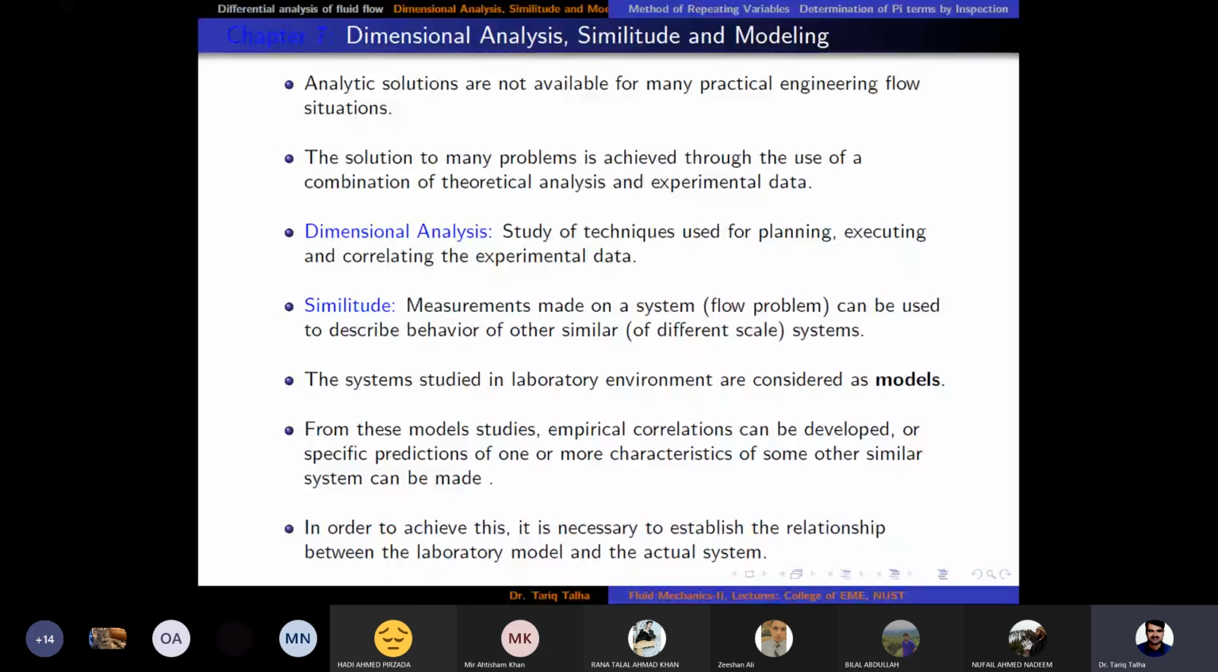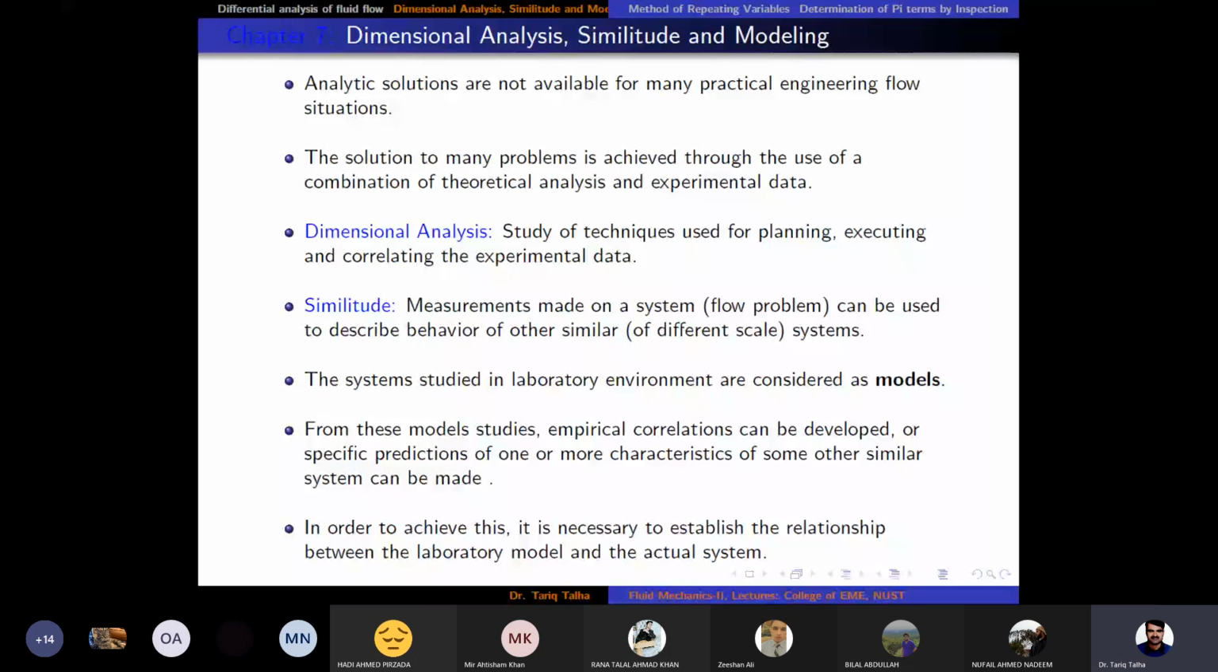In order to achieve this, it is necessary to establish a relationship between the lab model and the actual system. How do we get that relationship? That is called modeling. When we take our actual system and reduce it, we need to make sure that the flow situation the actual system is experiencing is replicated on that downscaled model. That is ensured by the modeling approach, which we are going to learn in a week or so.